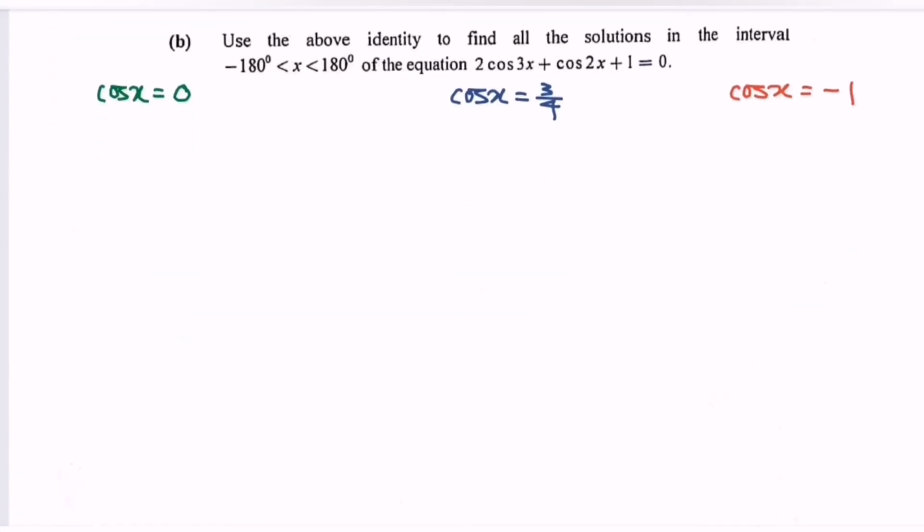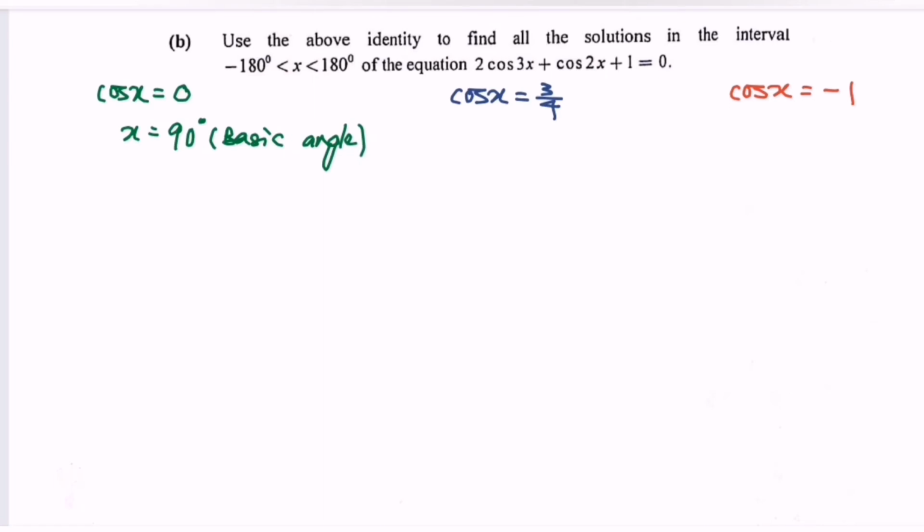So step number 1, we have to observe the situation where we have cos positive. For this part, it will be the first and the fourth quadrant. Next is to find the basic angle. So here we have cos x is equal to 0, so x is equal to 90 degrees. So here we have the basic angle.